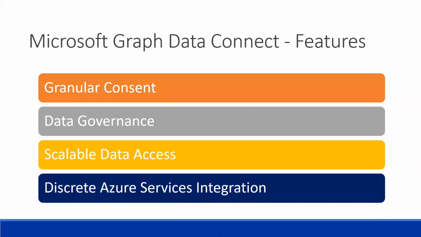So moving on. We talked about what Graph Data Connect is. So what are the features it provides? The best feature of Microsoft Graph Data Connect is that you can have granular consent. What does that mean? Granular consent is, if you want to extract information out of Microsoft 365, you can select the columns, and only the global administrator can approve specific columns for which the data can be extracted.